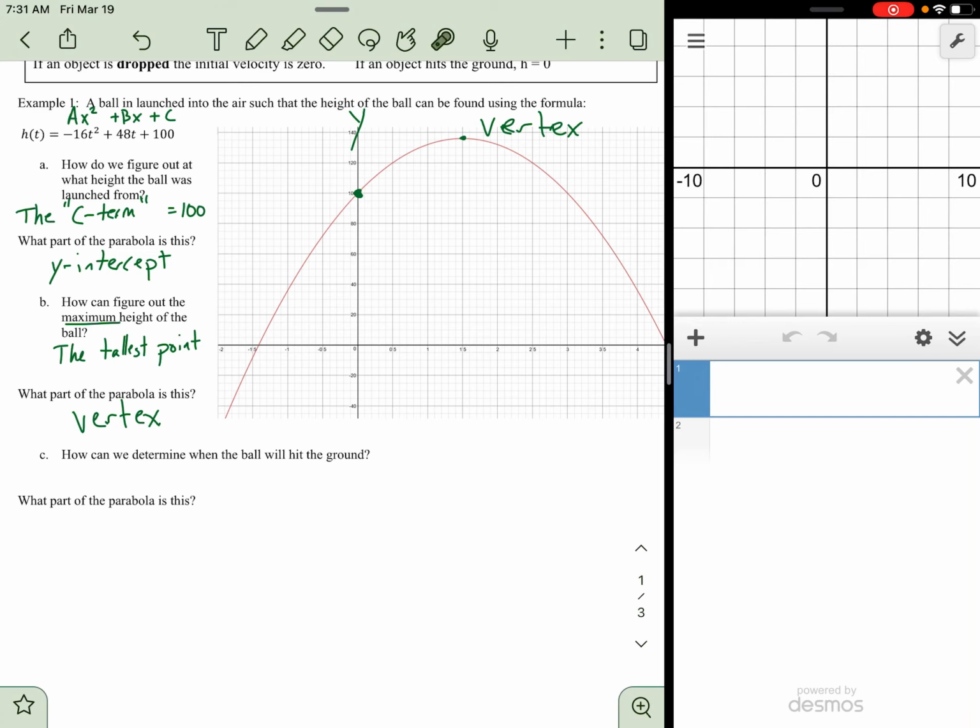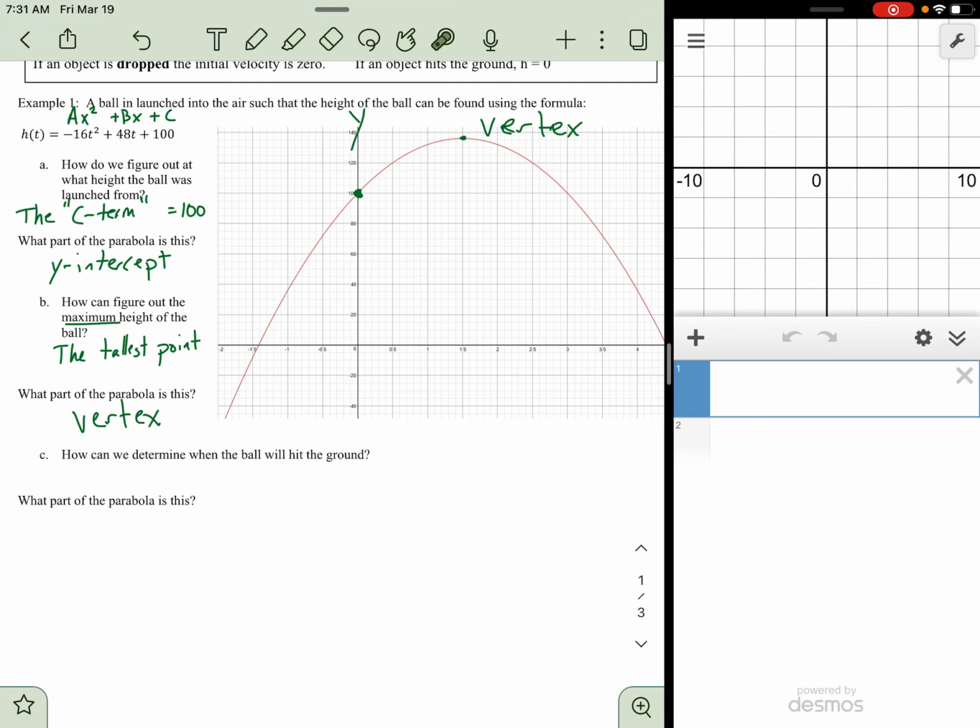So you can find the initial value or the starting height by looking at the y-intercept, and then you can find the tallest point by looking at the vertex. And you would say, okay, what's the y value right there? In this example, it looks like the y value would be around 135, 136, something like that would be your maximum height of the ball, so 136 feet.